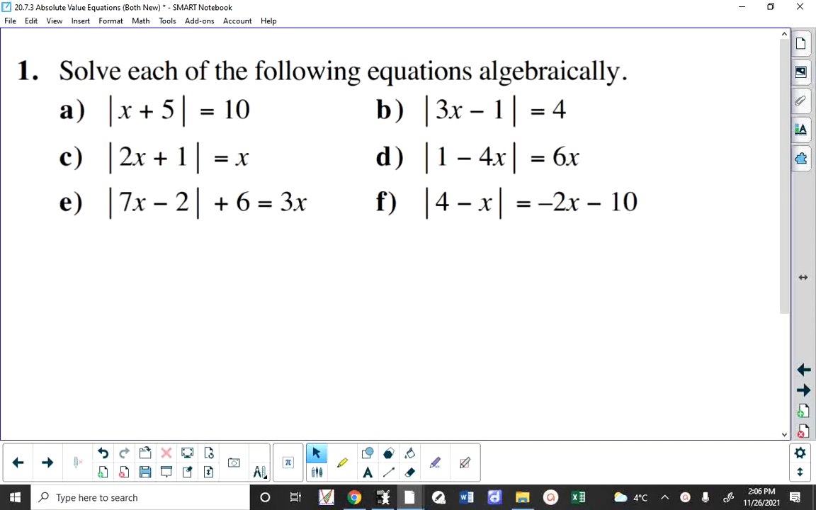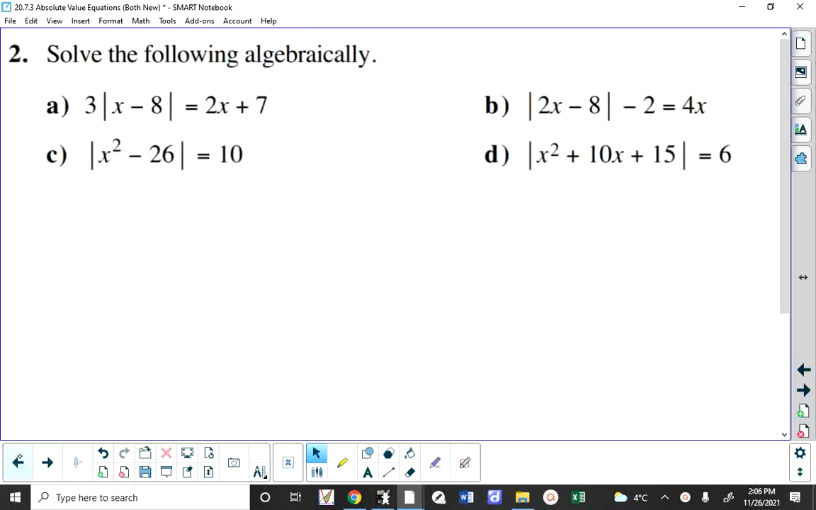But in the meantime, I don't know if you've noticed, but all of these equations that you were assigned as practice have as the argument of the absolute value function, which means what's inside, a linear expression. You were not assigned, for example, C and D in question 2, because the argument of the absolute value there is a quadratic expression, and that's what we're going to learn today. But how do we solve these?